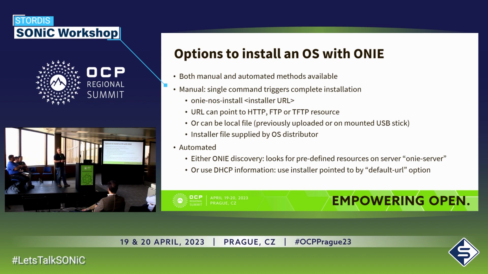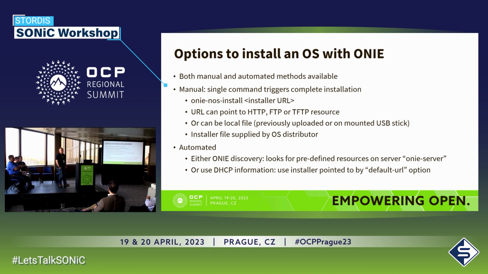This command takes as an argument a URL to your installer file. This can be an HTTP resource, FTP, or TFTP is supported, or it can also point to a local file if you have uploaded it to the switch previously, or if it's on a mounted USB stick. This installer file you will receive from the provider of the operating system. So in the SONiC case, we can provide it to you. There might also be other options if you want to try another open networking operating system. You can start your installation manually, but the actual installation will be automatic.